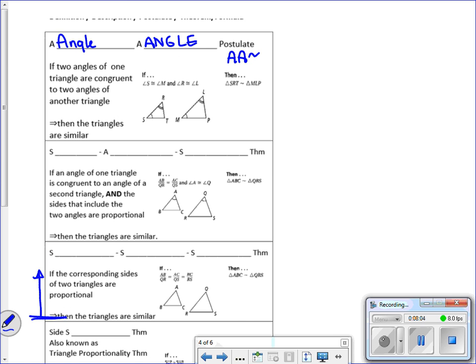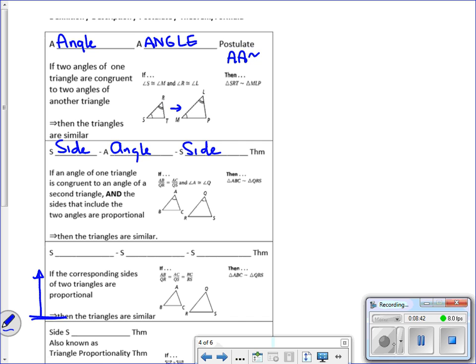Well, the first one here is the angle postulate. It's AA and then the similarity statement after it. Basically it says if I have two triangles, and I see that there are two angles in one triangle that match two angles in the second triangle, then these two figures are similar. And once I know they're similar, then I know the third angle, in this case T and P, are congruent. I know that I can write ratios between the sides that will all be the same. I can come up with a scale factor and so on. And again, we'll learn a little bit more about that as we progress through the unit.